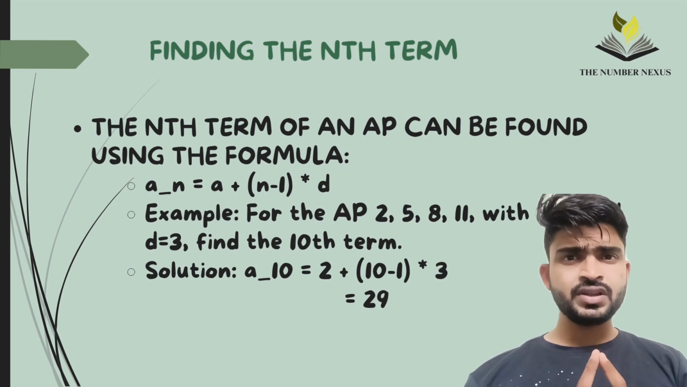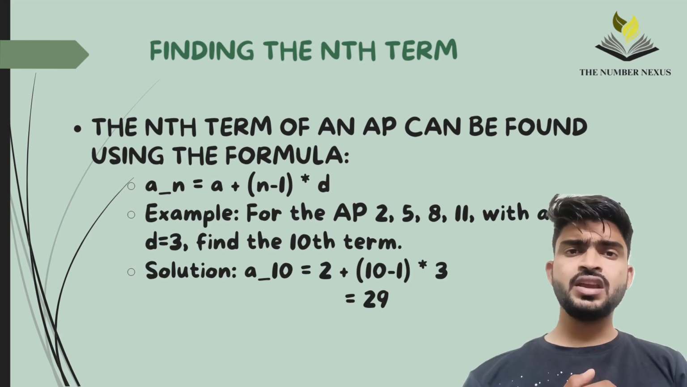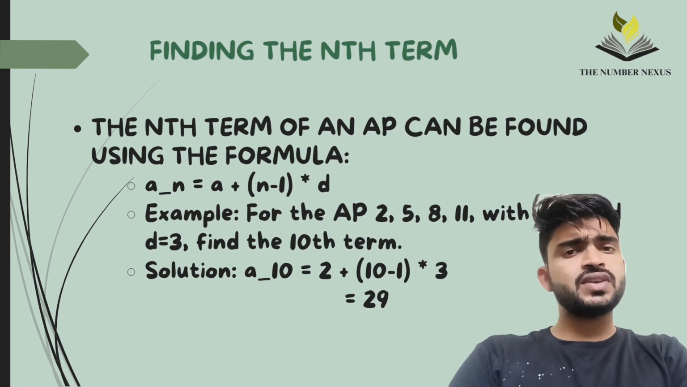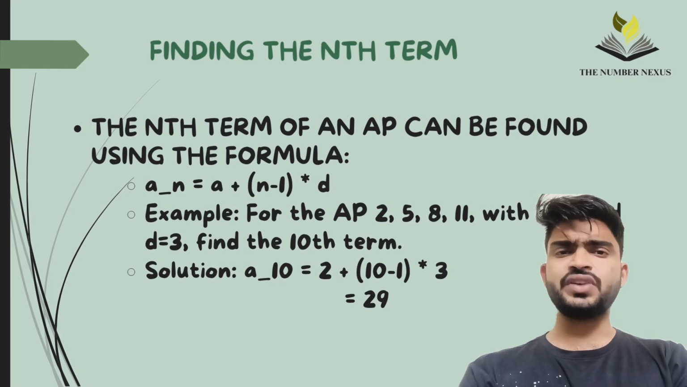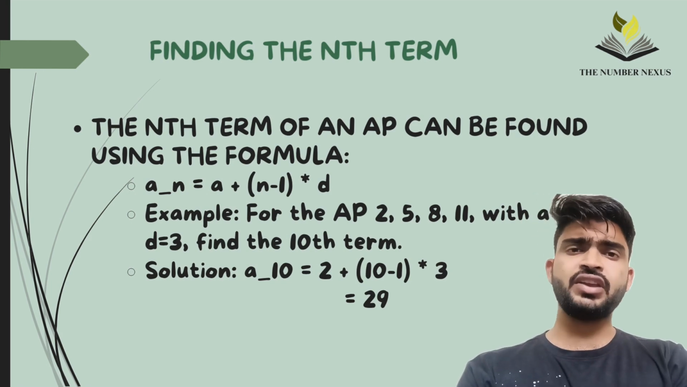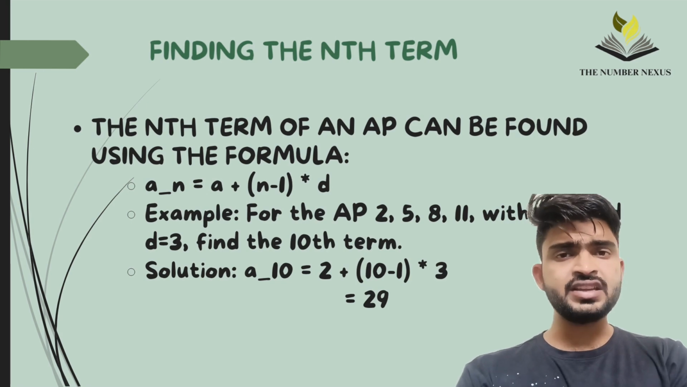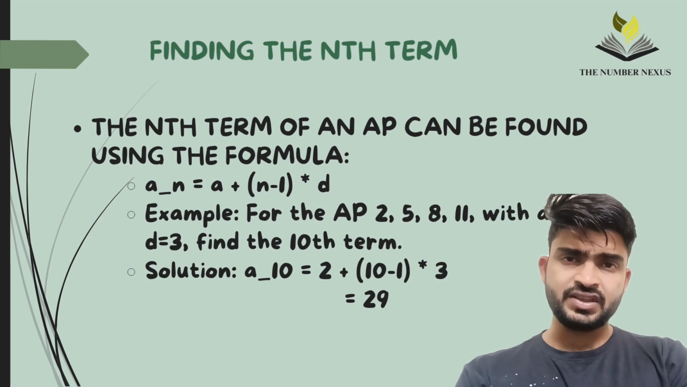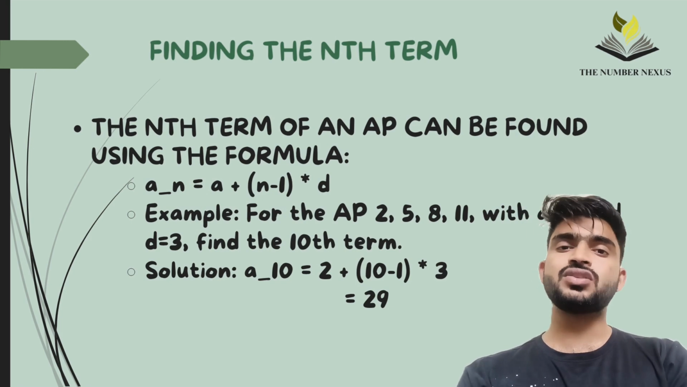Let's test it out. Suppose the first term is 2 and the common difference is 3. We have to find the 10th term of the sequence. So the formula is a_n equals a plus (n minus 1) into d. We have a as 2 and d as 3, and n is equal to 10. Then a_10 is equal to 2 plus (10 minus 1) into 3, that is 2 plus 27, that is 29. Therefore, the 10th term of the sequence is 29.